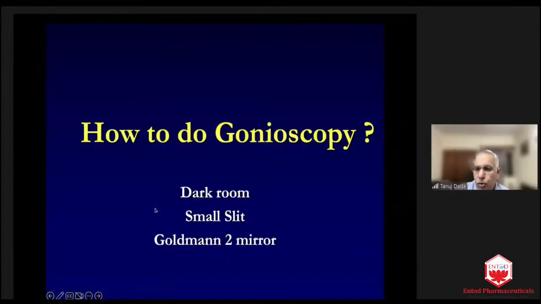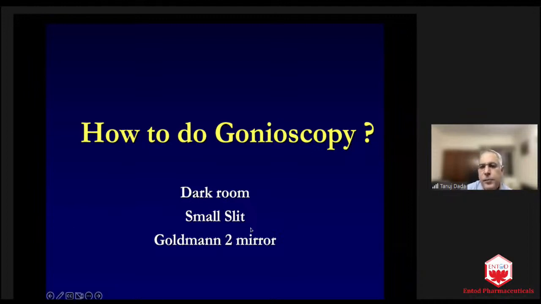Now, how to do gonioscopy? You have to do it in a dark room, and with your slit lamp, the illumination should be minimum, and you should keep not more than 1 to 2 millimeter height of the slit beam. It should never cross the pupil, because if the slit beam crosses the pupil, it leads to contraction of the pupil, and that opens up the angle.